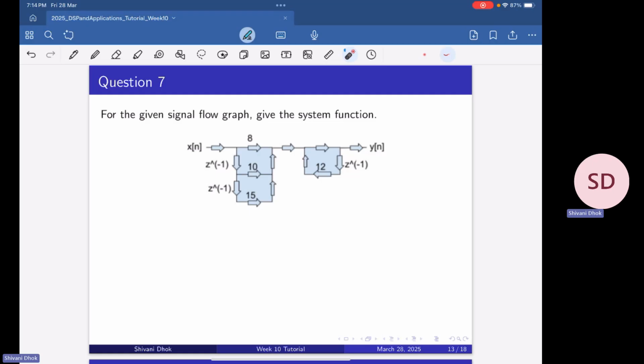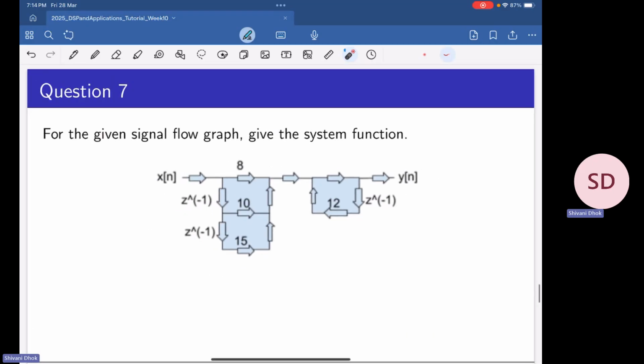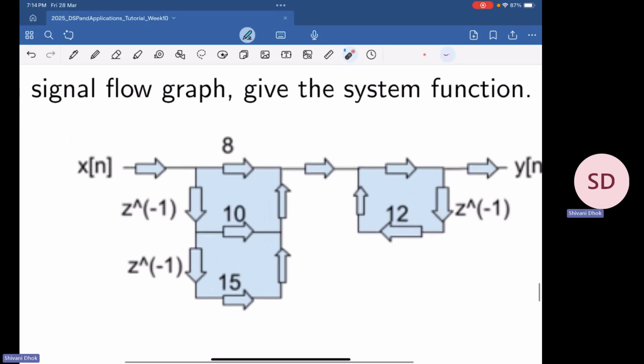So this question says that for a signal flow graph, give the system function. This is the signal flow graph that is given to you, and now we need to use this to get the system function. So let us do it one by one. Let me zoom it. It's a little bit blurry image, but okay.